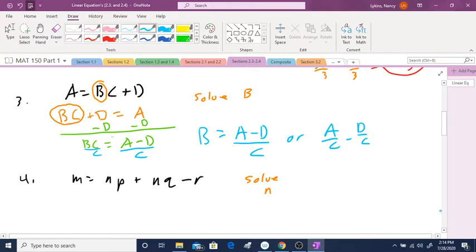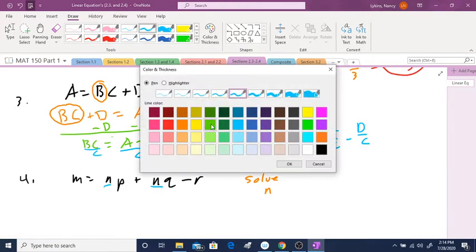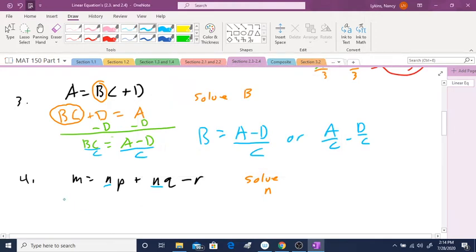Number 4, solving for n. So I noticed that right off the bat, I've got 2 n's. And luckily, they're on the same side. So what I want to go ahead and do is flip it and just say np plus nq minus r equals m.